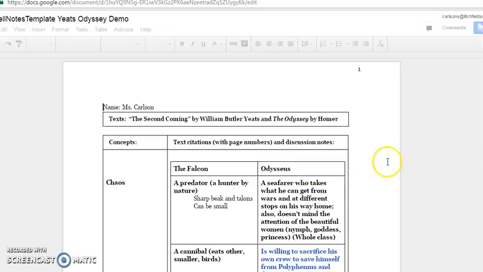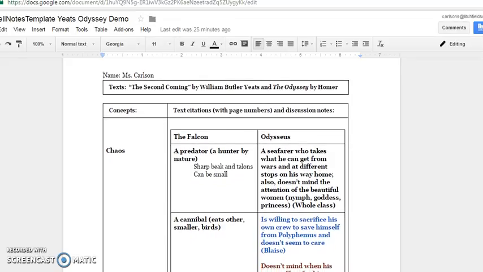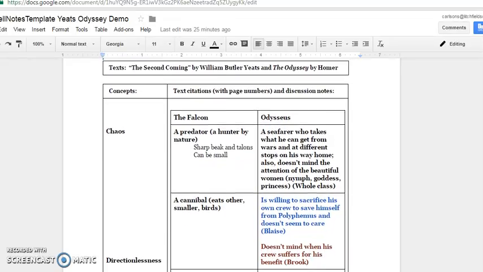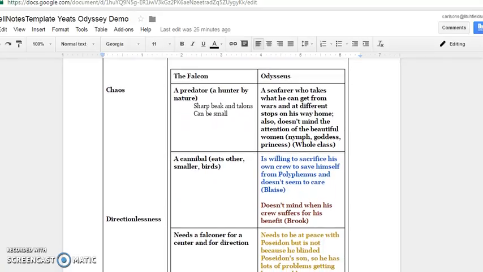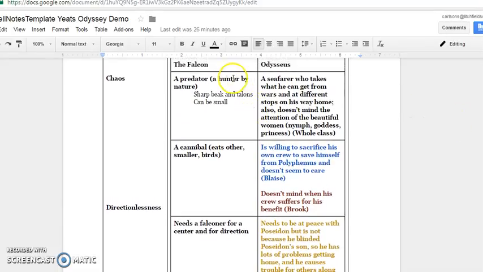I've created here a model set of notes so that we can see what this looks like. And I've used the Cornell note-taking template to identify the texts, The Second Coming by William Butler Yeats, and The Odyssey by Homer. And I've inserted in the notes the comparison that we made as a class of the falcon to Odysseus. And you'll recall that what we did was look up what a falcon was and what a falcon did and identify those traits on the left-hand side of our T-chart. And then on the right, we asked ourselves, how did Odysseus live up to that definition? How was he like the falcon in some ways?